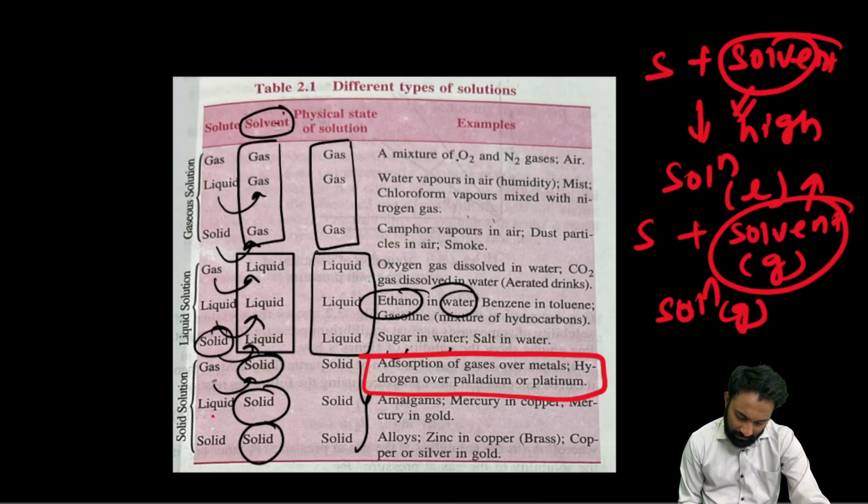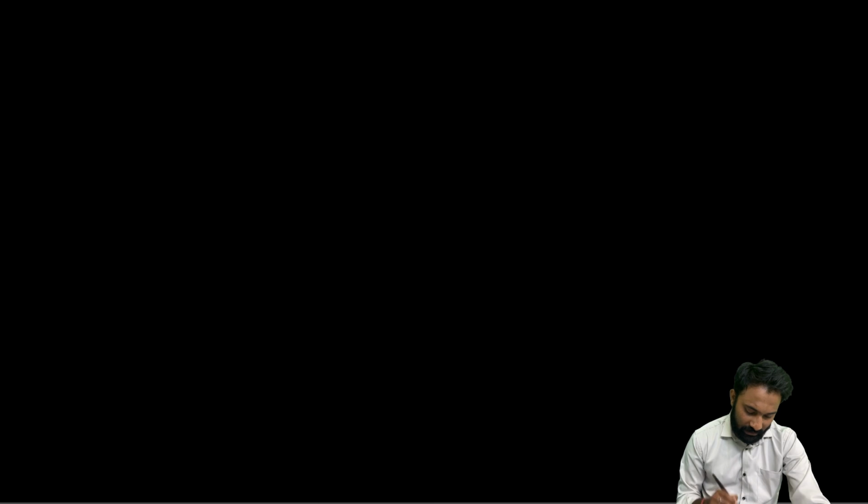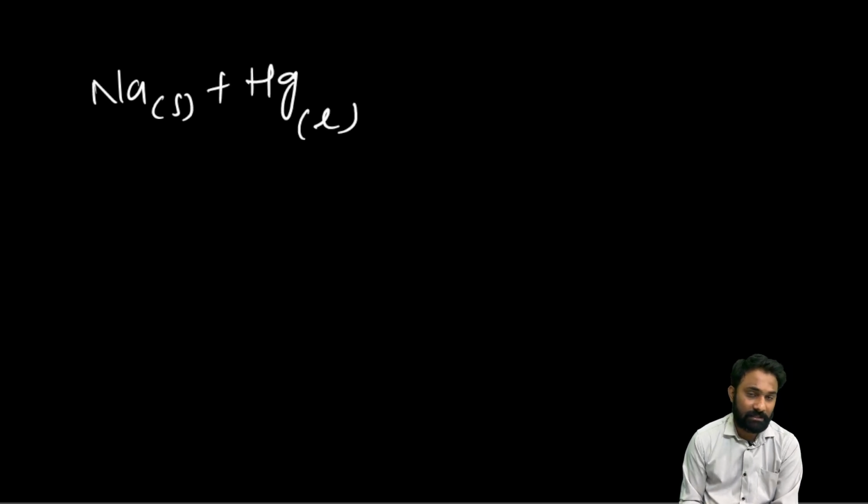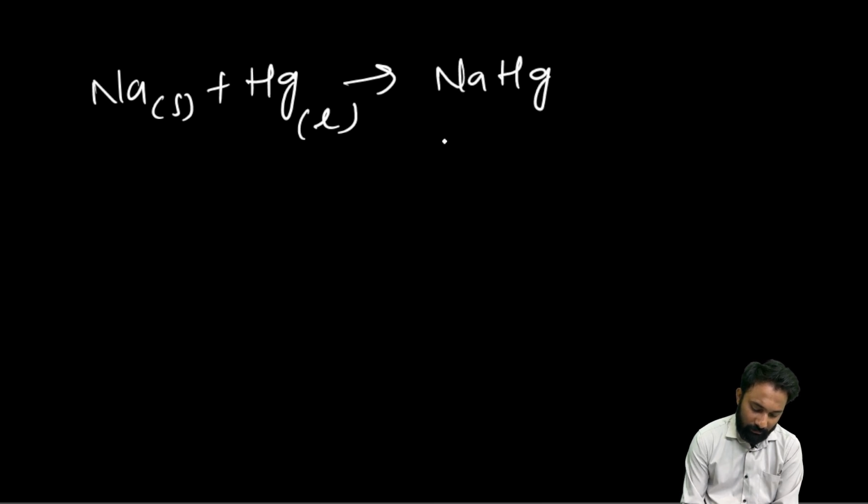Next one, liquid and solid. Clear? Amalgam. What is the meaning of amalgam? Clear? Here you may get a doubt. What was I saying? I was saying Na solid plus Hg liquid. These two combine to give the sodium and mercury amalgam.